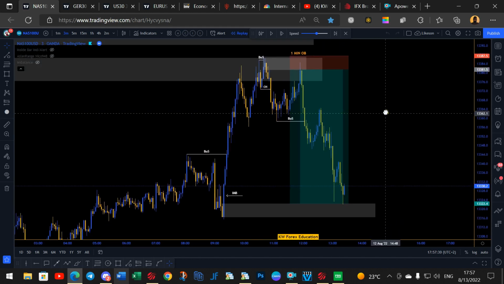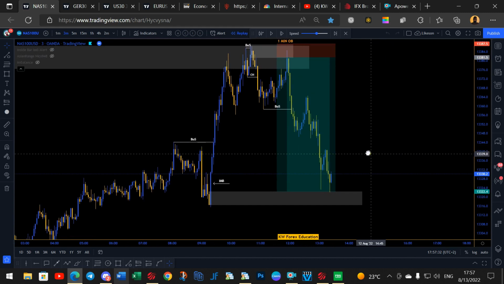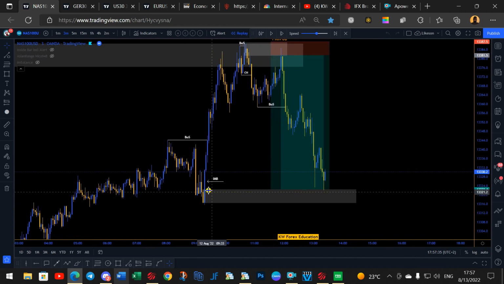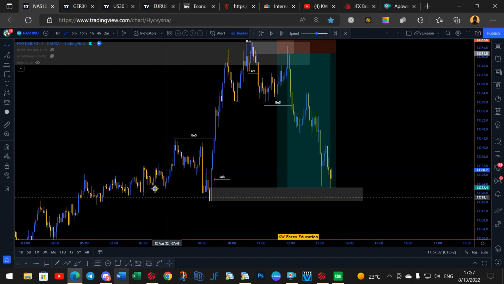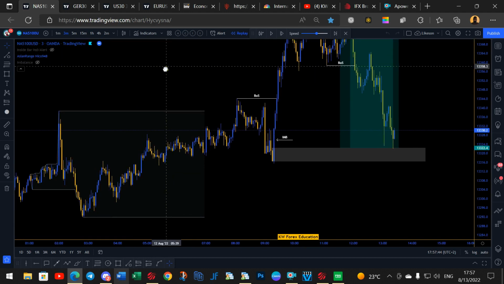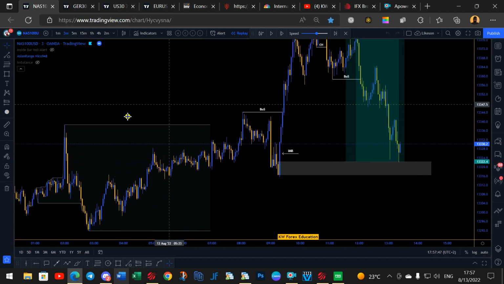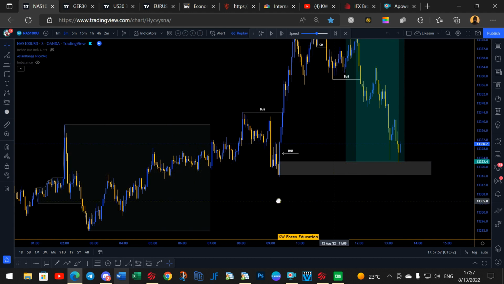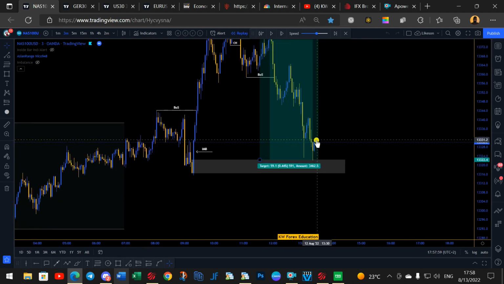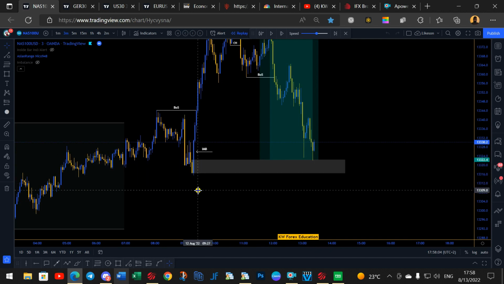So also, as I was saying, since we are looking to buy here, right? We can bring back our Asian range. This is now in our Asian range, right? So it came to mitigate this order block that was halfway into our Asian range. So price can still continue going further down, or it can reverse from here after mitigating this order block, right?